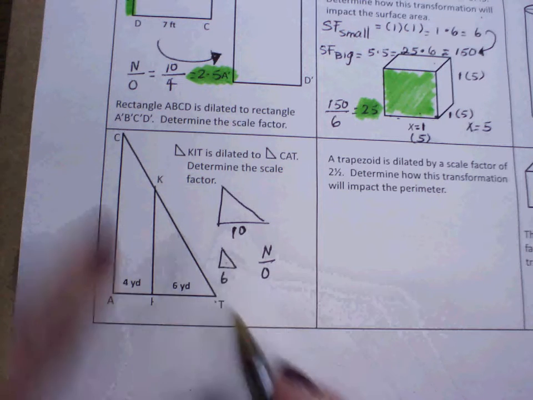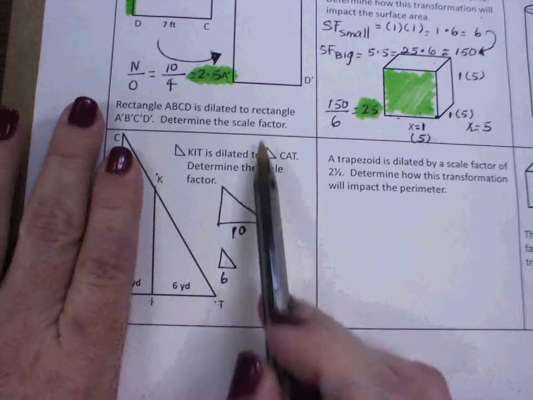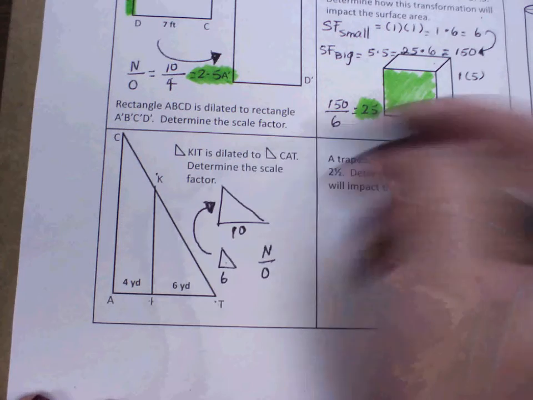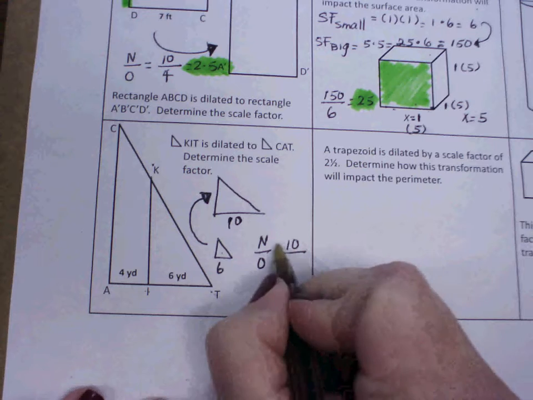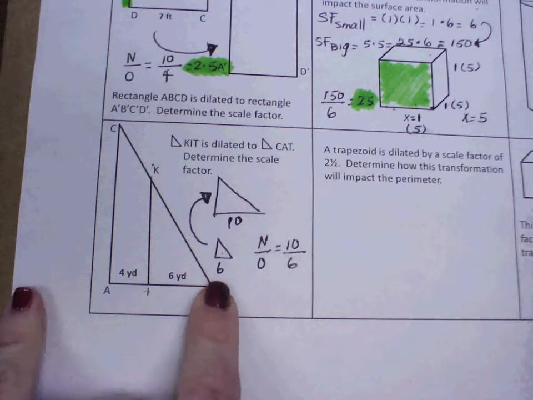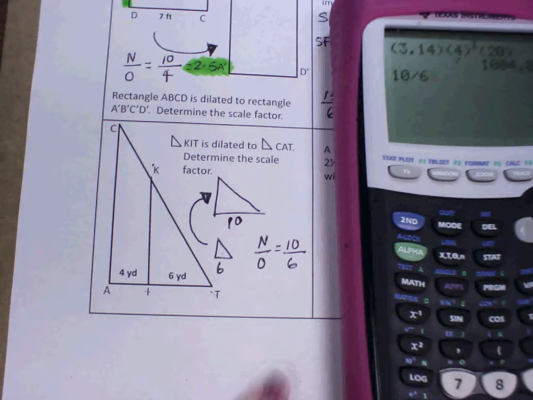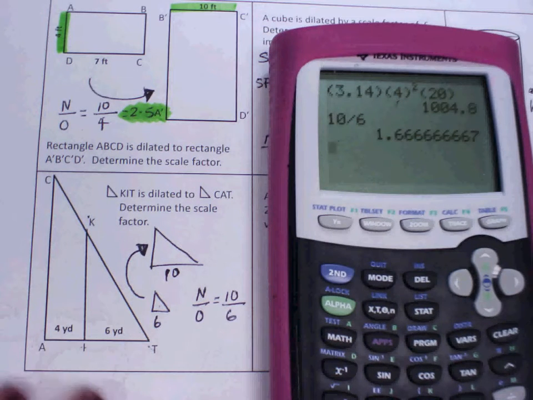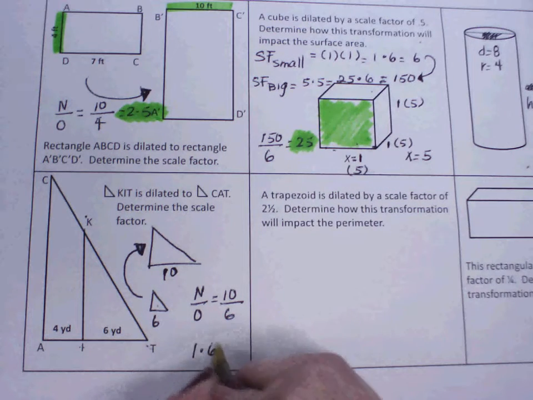Okay, so kid is the little one. Do you see kid? That's why it's called kid, because it's the little one. And it goes to cat. So we're going from the little one to the big one. So what's the new one? 10 or 6? 10. Not 6. 10. And what's the old one? 6. All right, so let's simplify that. 10 divided by 6. 1.66666.